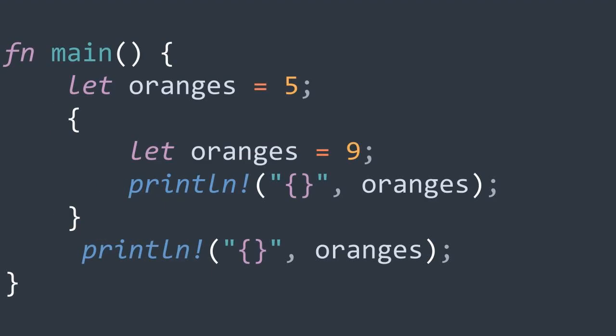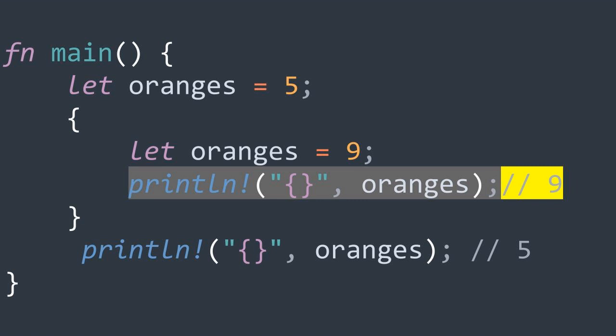Variables can also be shadowed. Another way to think about shadowing is that variables are always local to their scope. Here we create a variable oranges and initialize it to 5 in the outer block. Then in the inner block, oranges is shadowed with a new value of 9. These two oranges are different variables with different values. They just overlap in scope.